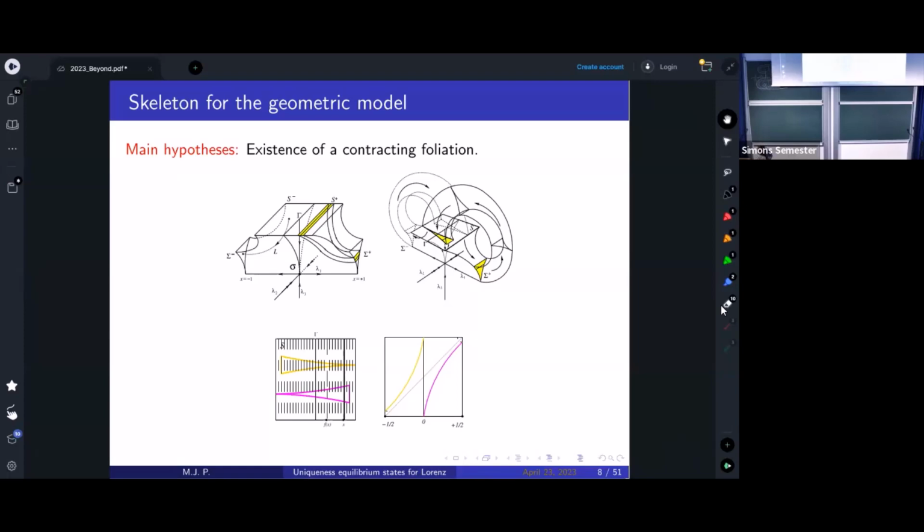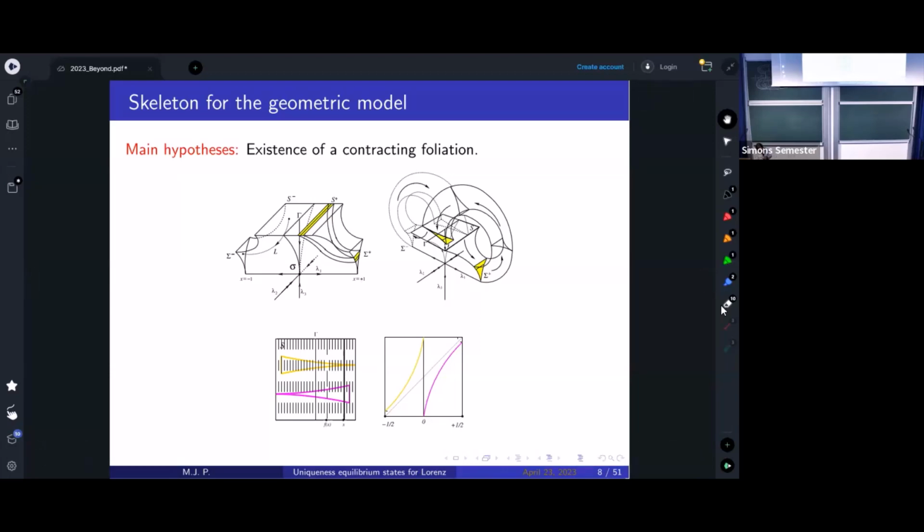I don't know what happened with my slide here because it's a little bit out of order. The meaning of this slide is that the main hypothesis for this model is the existence of a stable foliation in the cross section that's preserved by this operation that you do back to the cross section. And once you have this foliation, you can just project and you get a one-dimensional map like this one.